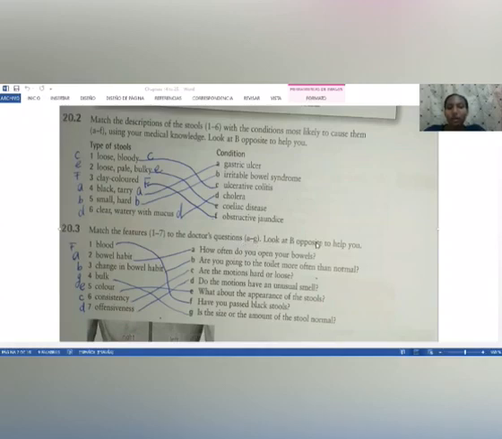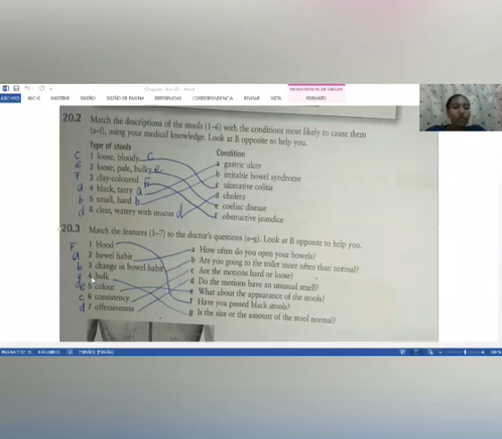Match the features 1 to 7 to the doctor's questions A to G. Look at the opposite to help you. Number 1. Blood. Letter F. Have you passed black stools? Number 2. Bowel habit. Letter A. How often do you open your bowels? Number 3. Change in bowel habit. Letter B. Are you going to the toilet more often than normal?